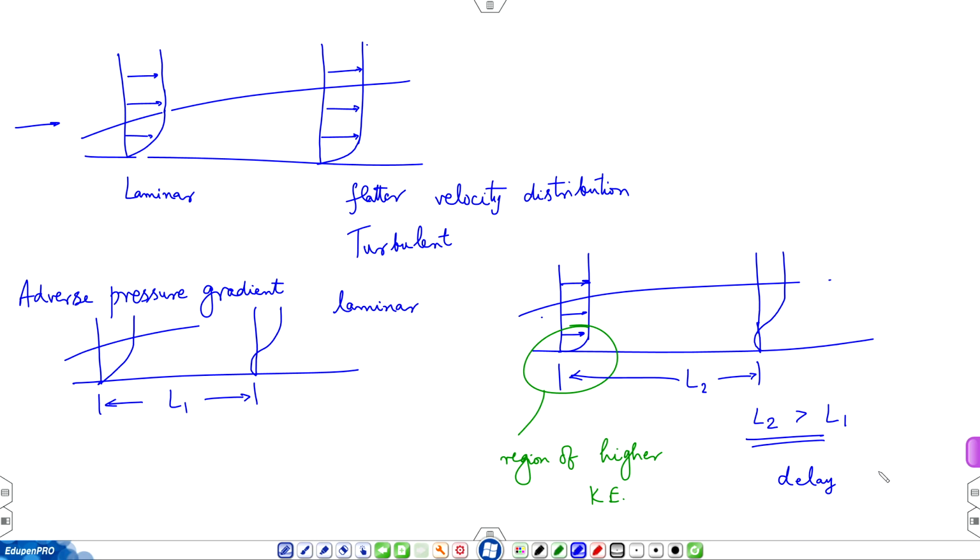The second method, the boundary layer has been energized, it has been made turbulent. When it becomes turbulent, again there is a delay in the point of separation, because the near wall fluid is a region of higher kinetic energy. So, there is a delay in the point of separation, and there is once again, CD decreases.